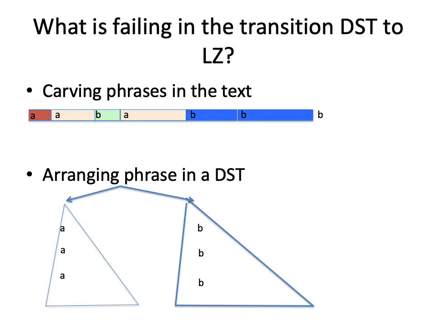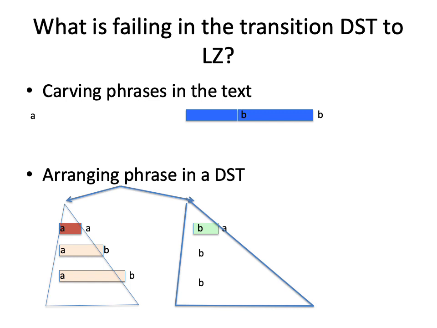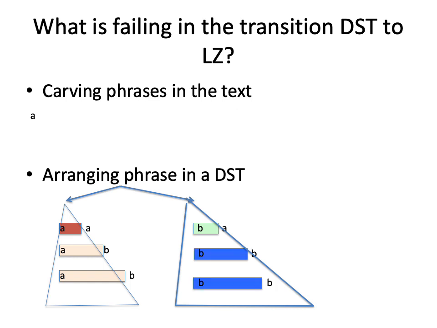So you consider the initial symbol of each phrase. The initial symbol of each phrase is the tail symbol of the previous phrase. And you move the phrase according to the first symbol in the DST. For example, the red goes to the left because it starts with the A and it has tail symbol A. Then the pink goes to the left because it starts with A, its tail symbol is B. The green goes to the right because it starts with B. Then, since the tail symbol is A, it goes back to the left subtree. And then the remaining blue phrase goes to the right subtree.